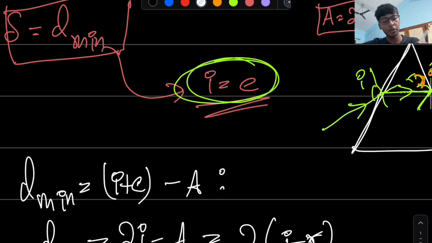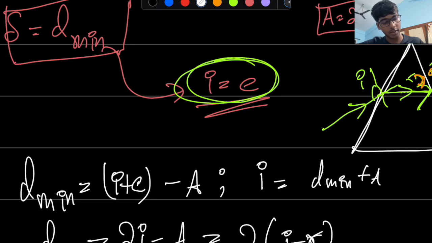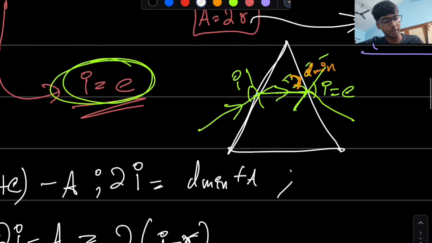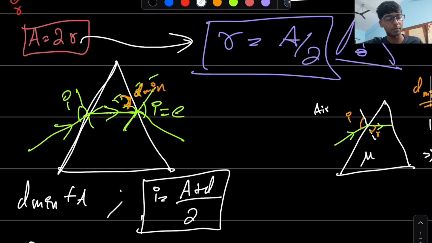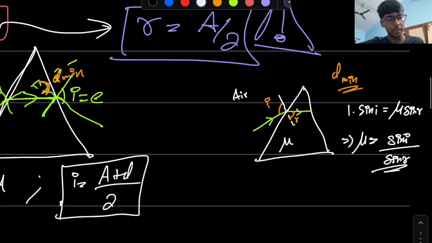Alright, so from here we are going to be deriving i now. So i from here will be D minimum plus A. So basically i and e are the same, so I'll be like 2i, and then I'm going to take that to the other side, which will give us i is equal to A plus D minimum, or I'm just writing D for now. Yeah, A plus D by 2.